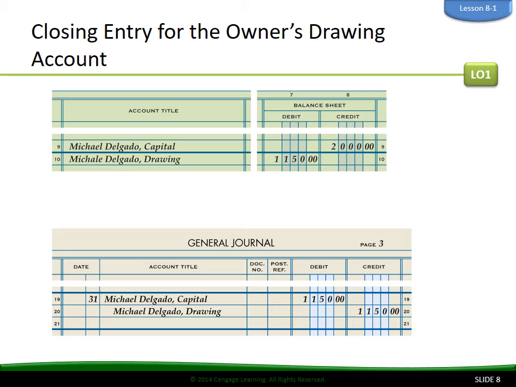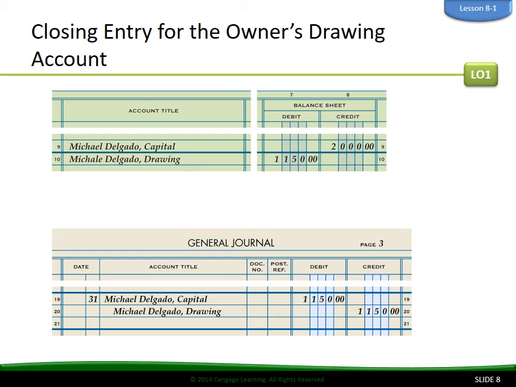Okay, last deal. You have to close out the owner's drawing account. So in this case, if you look up at the top here, you can see, in order, you've got capital and drawing. In this case, Michael Delgado is the owner, and he took out $1,150 out of his business during this time period. So that's sitting there as a debit.